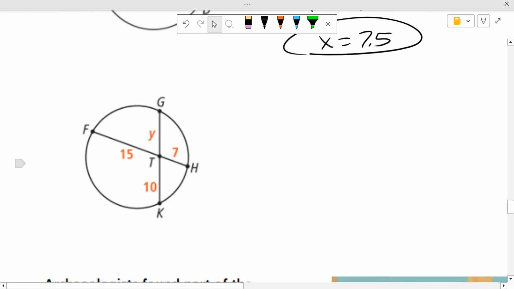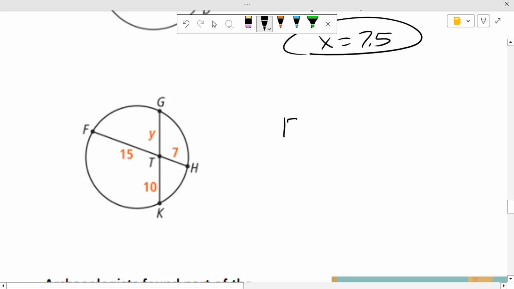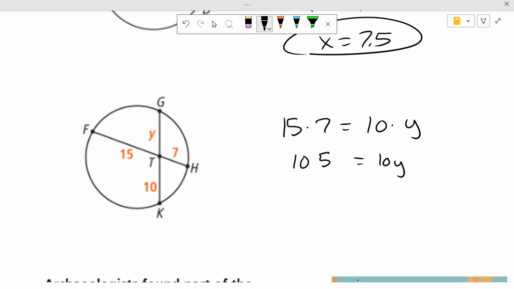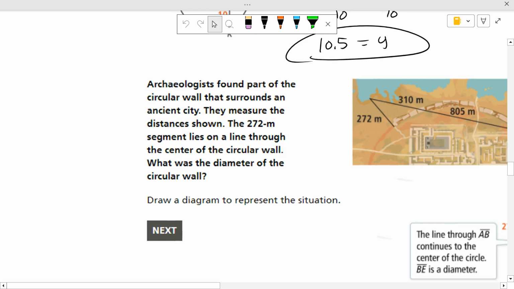Okay? So how would I figure out y? 15 times 7 equals 10 times y. 15 times 7 is 105, equals 10y. Divide by 10, divide by 10, y equals 10.5. Easy peasy lemon squeezy. Okay, that's pretty easy. All right.